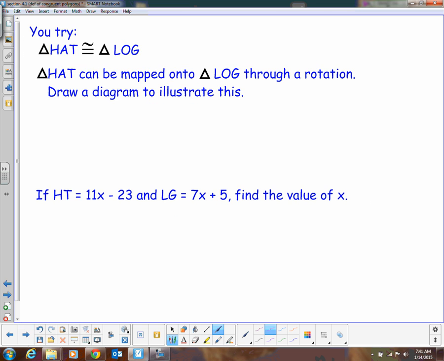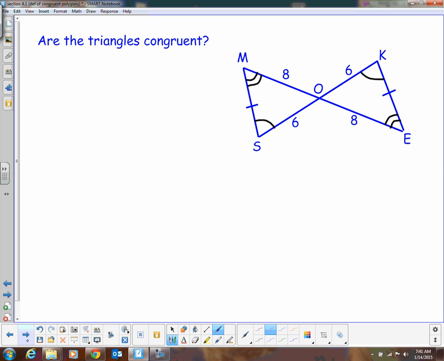Easy? Okay. So there's one. All right. Are the triangles congruent? To be congruent, what must be true? All sides must be equal. Well, is this side equal to something over here? See the tick mark? All right. Is this side here equal to another one?